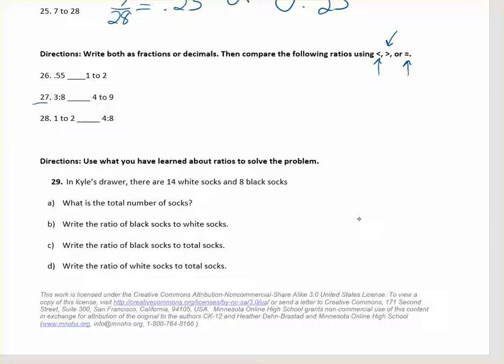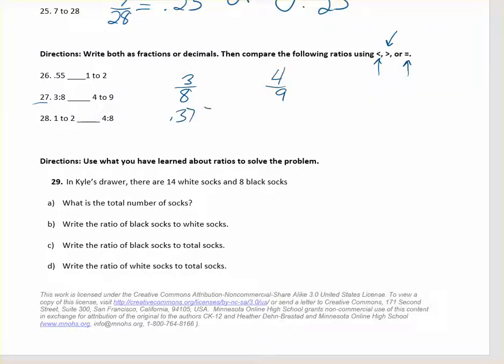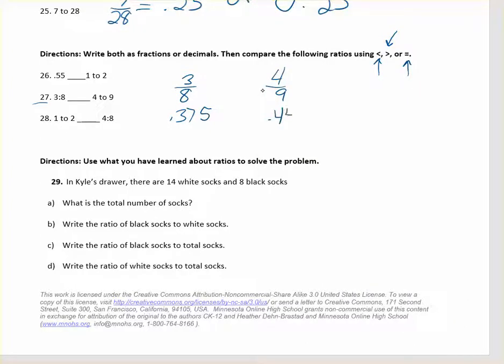Let's do 27 by changing them both to decimals. So 27, we have 3/8, or 3 to 8, and we have 4 to 9. So we have two fraction numbers right now. I'm going to use my calculator and change 3 to 8 into a decimal, and I get 0.375. Now I'm going to change 4 over 9 into a decimal, and I get 0.444 repeating. It's hard in Word to show that the number repeats because there's no way to write that bar over the top, no easy way. So what you can do is put ... at the end. That shows that it repeats.